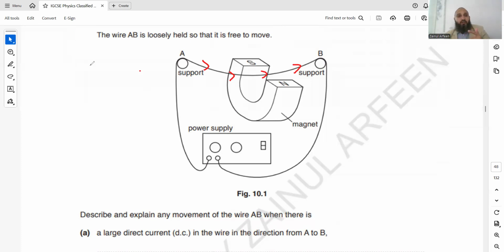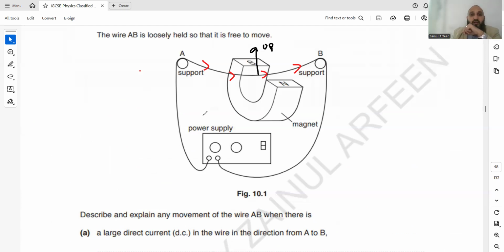To work out the direction of the force, we will use the left hand rule. According to the left hand rule, my index finger should point to south. South is into the screen. My second finger represents the direction of the current, which is moving from A to B. Where is your thumb pointing when you apply the left hand rule? Your thumb is pointing upward. So when the current passes through the wire, the wire will move upward.